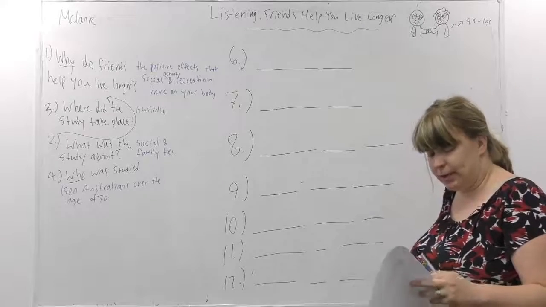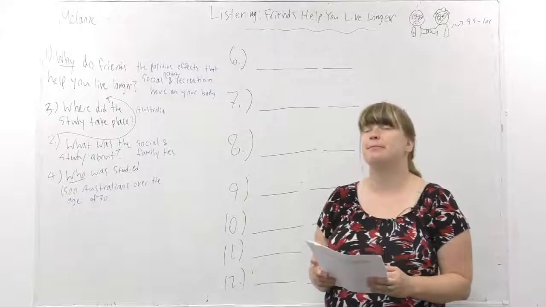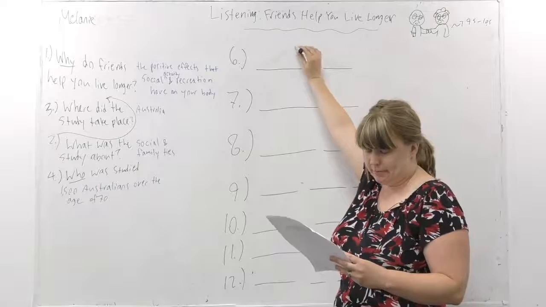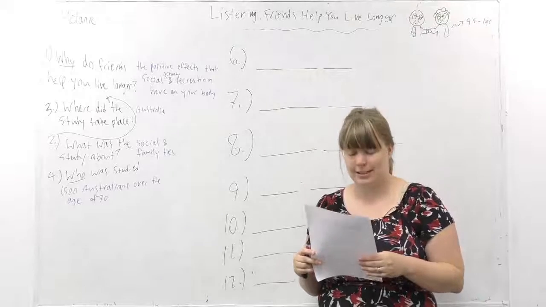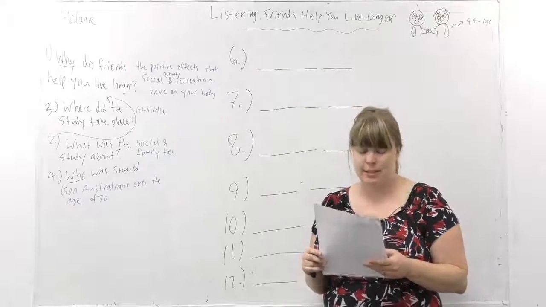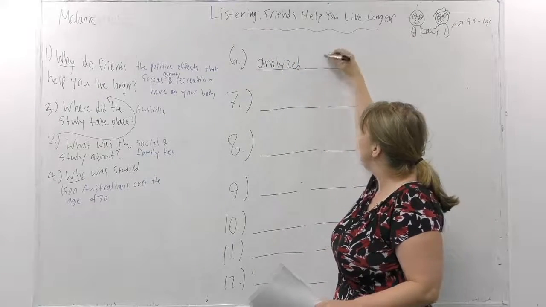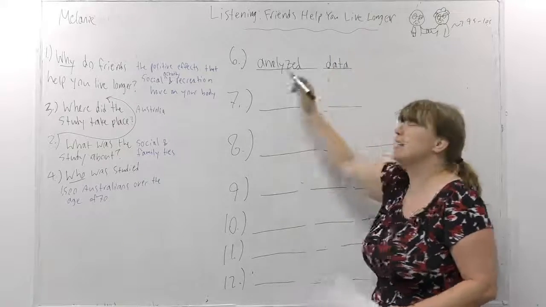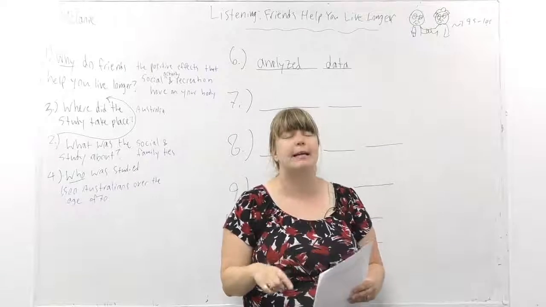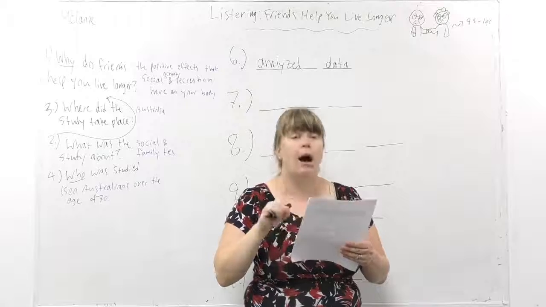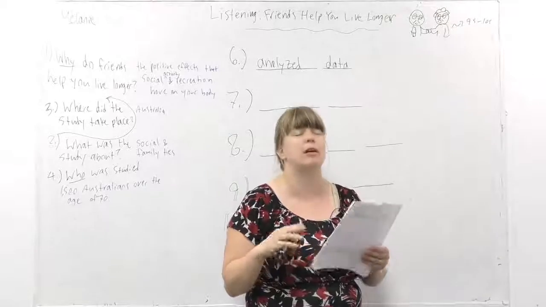Okay, so number 6, the researchers, from an Australian study. So what's number 6? Someone's chiming in with their answer. The researchers analyzed data. Very good. Analyzed data. Okay, so you know what analyze is? To analyze is to look over carefully. So basically you're looking through the information. Aha, I see. Oh, that's why older people with friends are living longer.